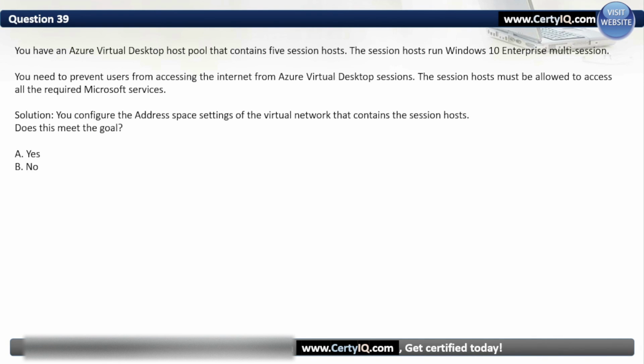Question 39. You have an Azure Virtual Desktop host pool that contains 5 session hosts. The session hosts run Windows 10 Enterprise multi-session. You need to prevent users from accessing the internet from Azure Virtual Desktop sessions. The session hosts must be allowed to access all the required Microsoft services. Solution: you configure the address space settings of the virtual network that contains the session hosts. Does this meet the goal? The correct answer is B, no.